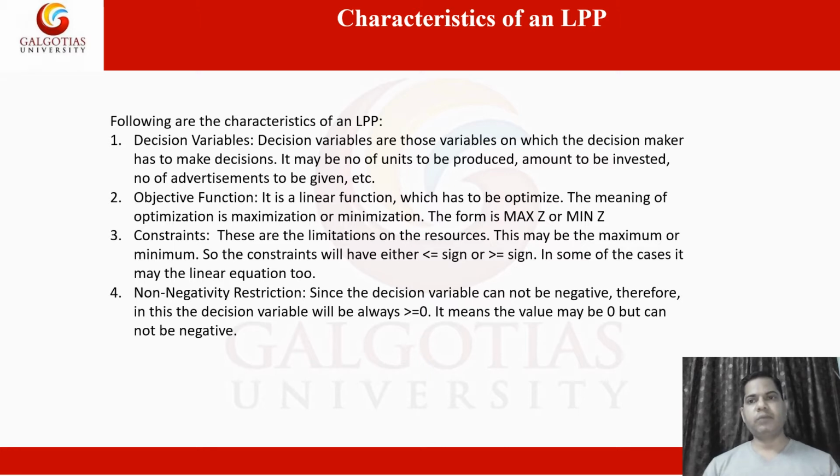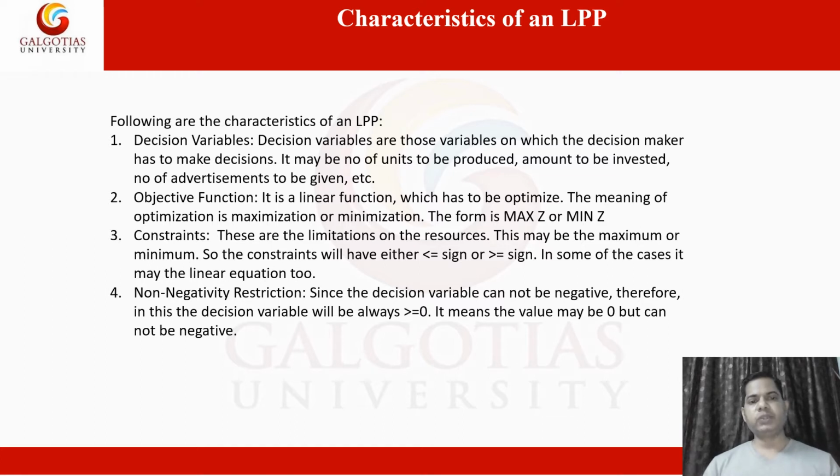If he is talking about the profit, that means we have to maximize it. If he is talking about the sales, that means we have to maximize the sale. If he is talking about the revenue, that means we have to increase or optimize or maximize the revenue. Similarly, if he is talking about the cost, loss, time, distance, that means we have to minimize. So optimization means that either we have to minimize it or we have to maximize it.